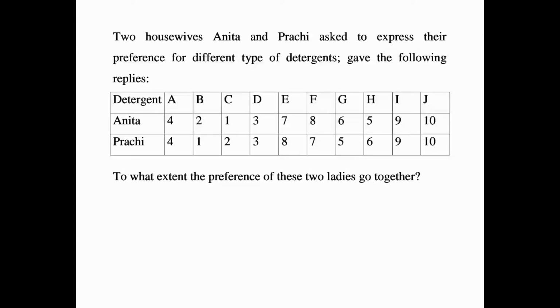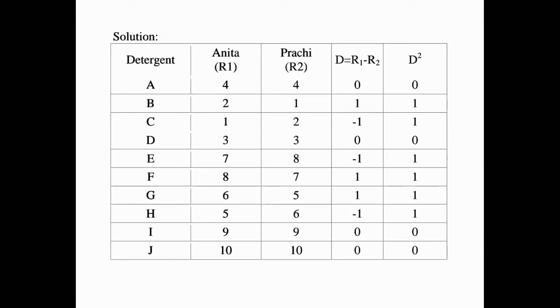So how to solve this problem? Look here. In this solution, we write the detergents in one column, and the rank given by Anita we denote by R1, also in column form. Similarly, we write the rank for Prachi in the third column, that is R2. Now there are two ranks, R1 and R2. So just take the difference d as per the requirement in your formula. You have to find d square and summation d square.